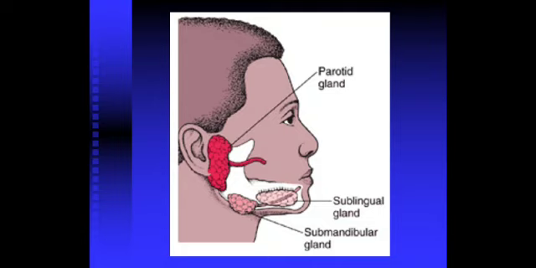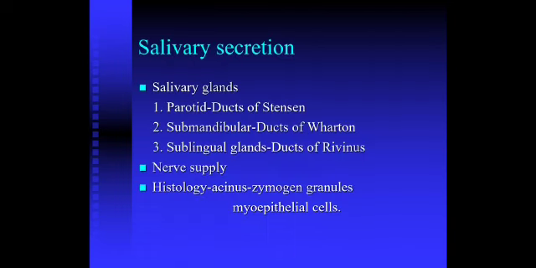This is called the ducts of Rivinus. So the parotid gland has the duct of Stenson, the submandibular has the duct of Wharton, and the sublingual has the ducts of Rivinus.